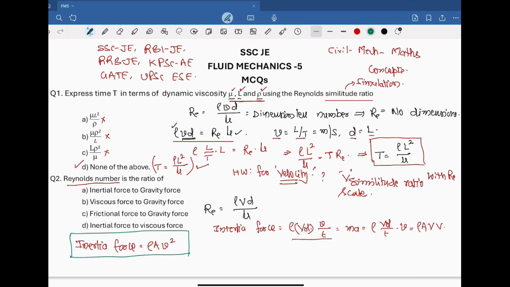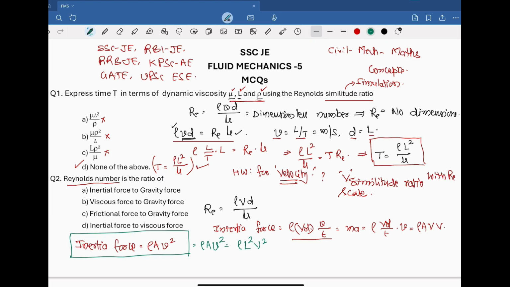Due to inertia, this is the force, which I have explained already in your definitions and properties. This can also be written as rho a v square is equal to rho L square v square. What is the area dimensions? It is length into length. This is the inertia force.